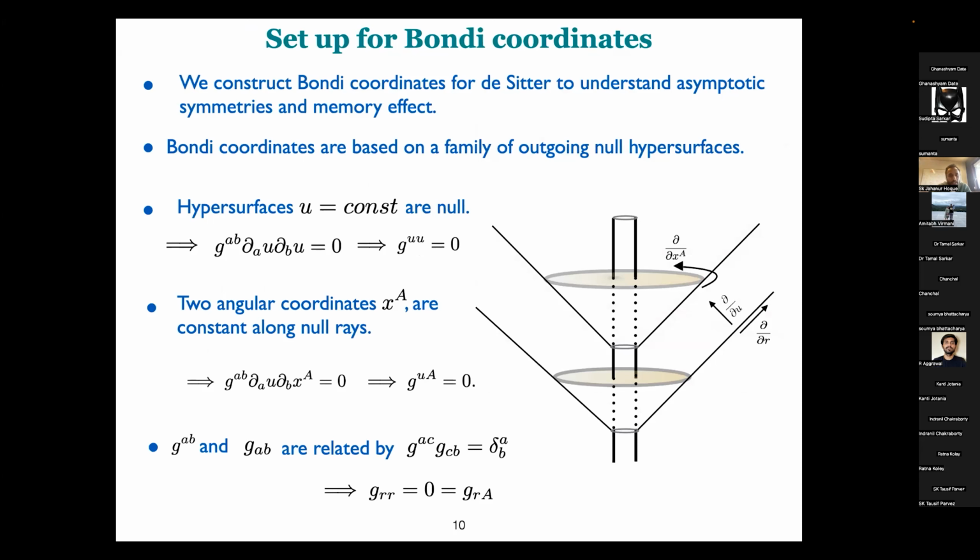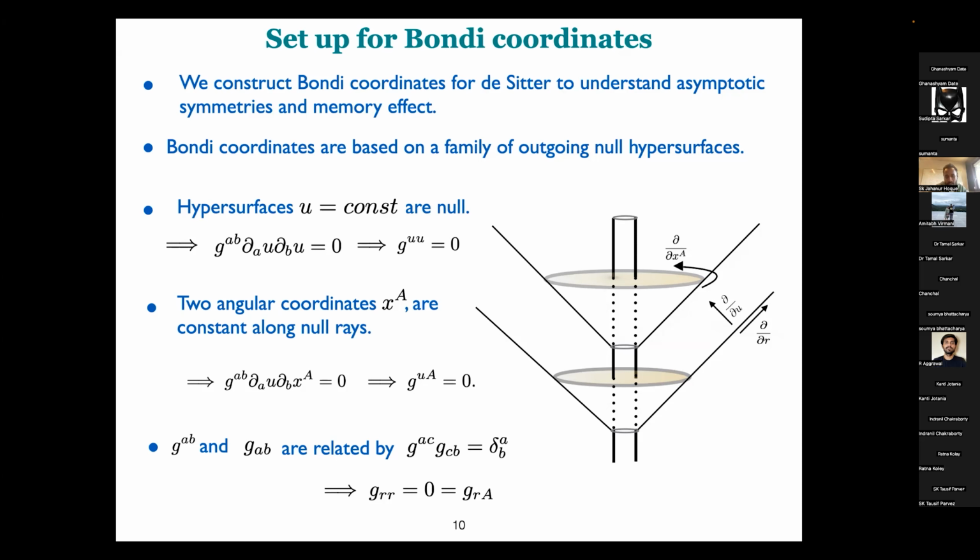Now let's look at how we can set up Bondi-Sachs coordinates in de Sitter space-time. Bondi-Sachs coordinates are based on outgoing null hypersurfaces. If you say that u equals constant, then you immediately get that the g_uu component should be 0, and you construct two angular directions so that they are orthogonal to the null direction. Then you will get g_uA to be 0.